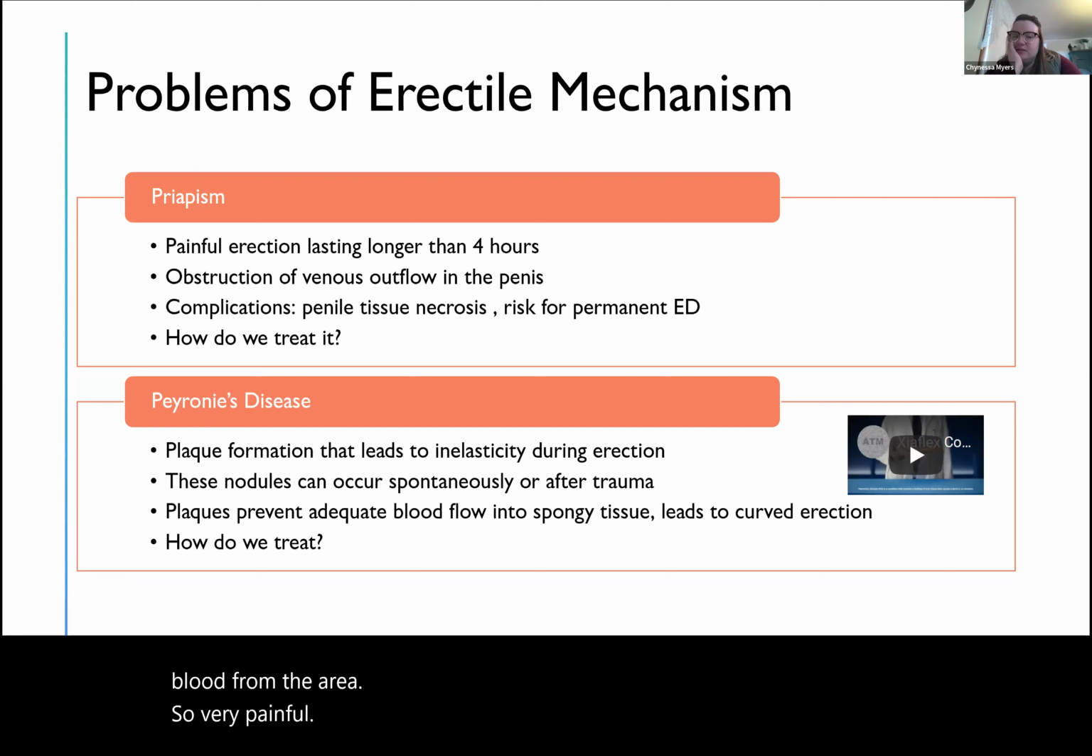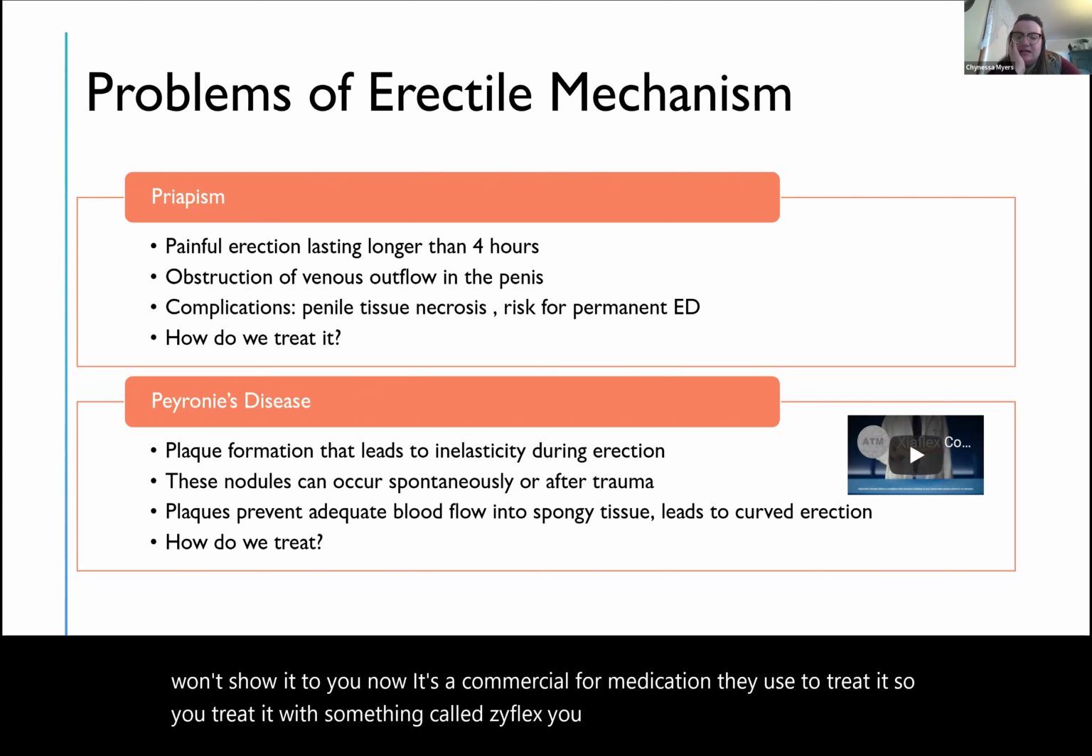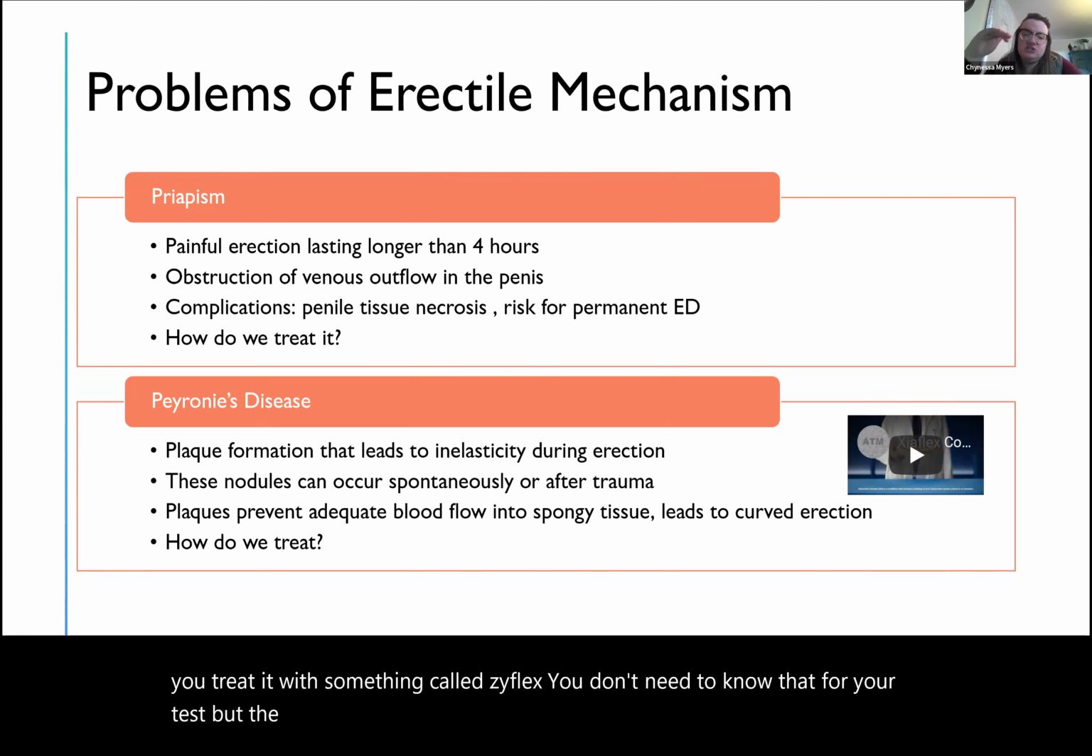The next one to talk about is Peyronie's disease. There's a little YouTube video. I won't show it to you now. It's a commercial for medication they use to treat it. So you treat it with something called Xiaflex. You don't need to know that for your test. But the commercial has a carrot and it asks, is your carrot bent?